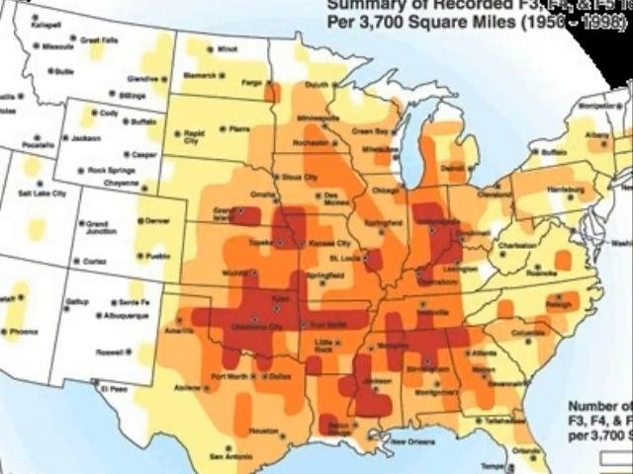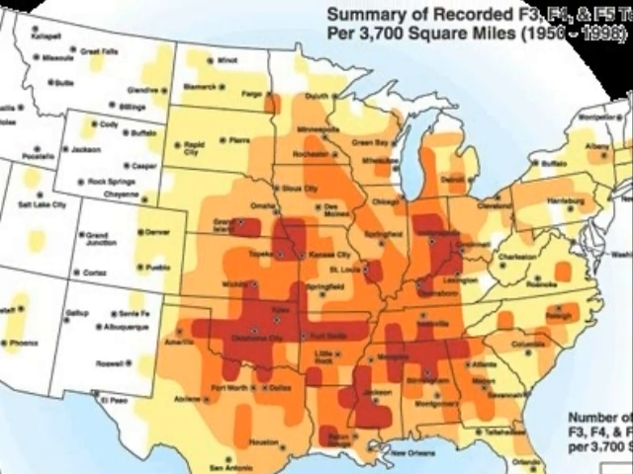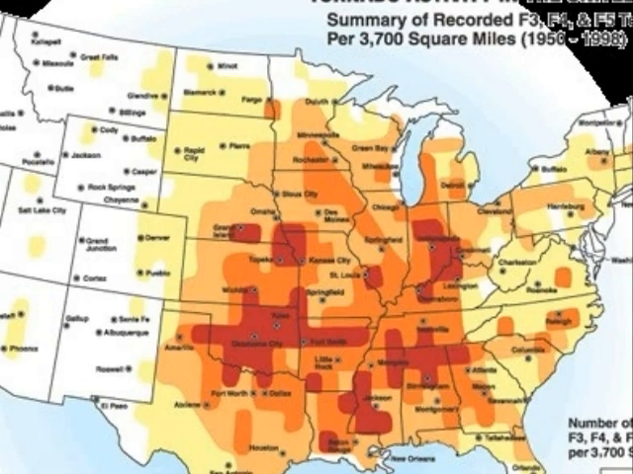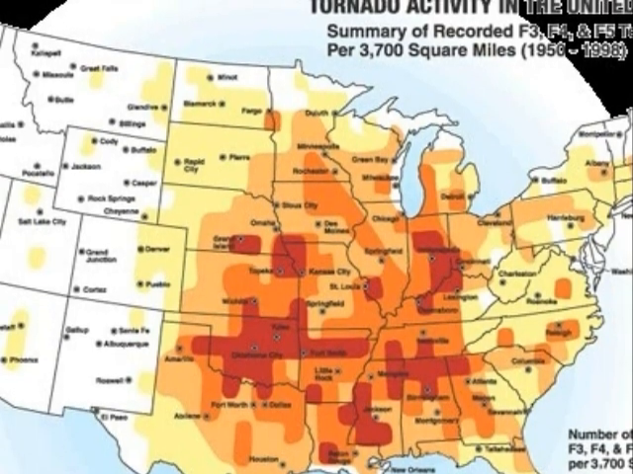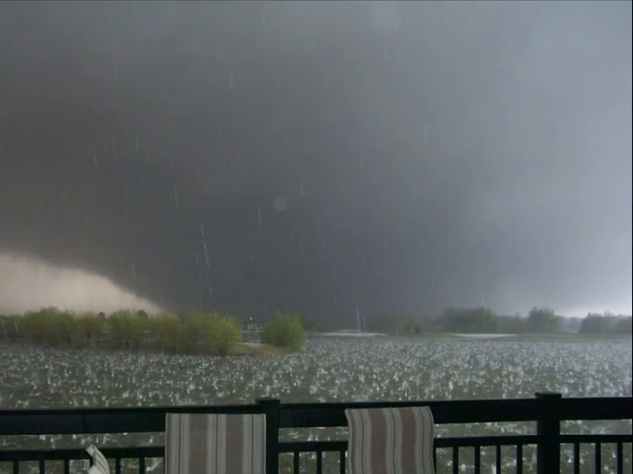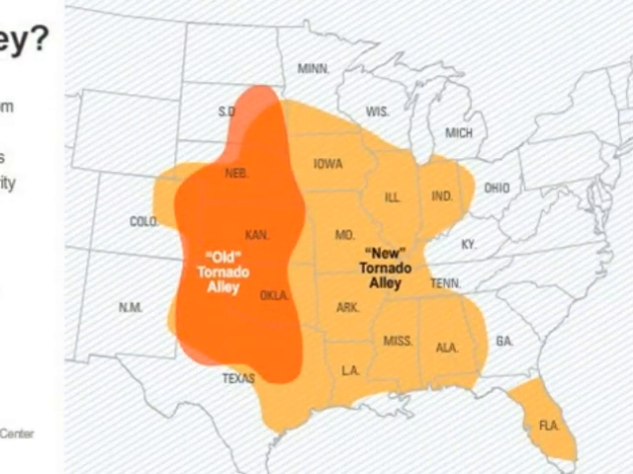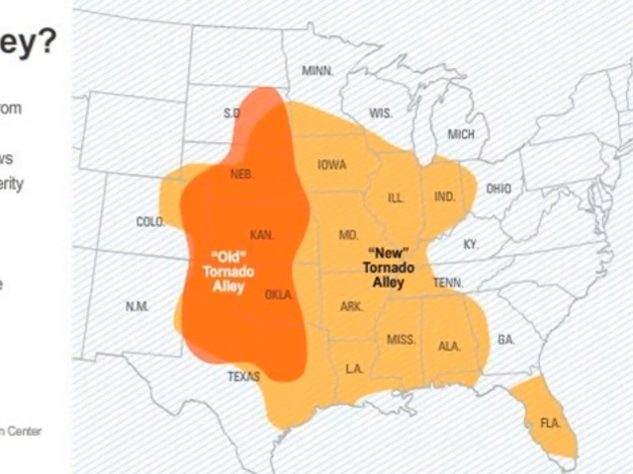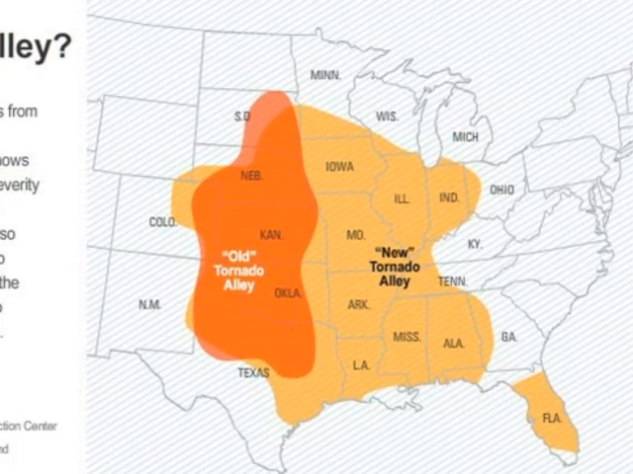So as you can see, the states of Oklahoma and Kansas have quite a bit of red in their area. This is called Tornado Alley. Where is Tornado Alley? It typically includes the Plains states from the Dakotas to Texas.